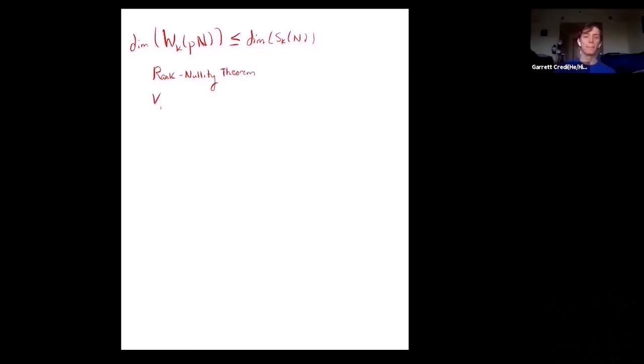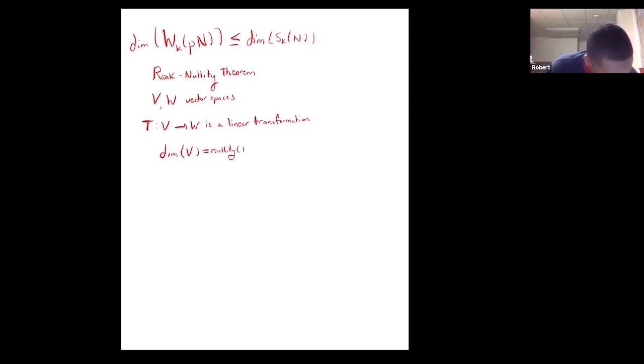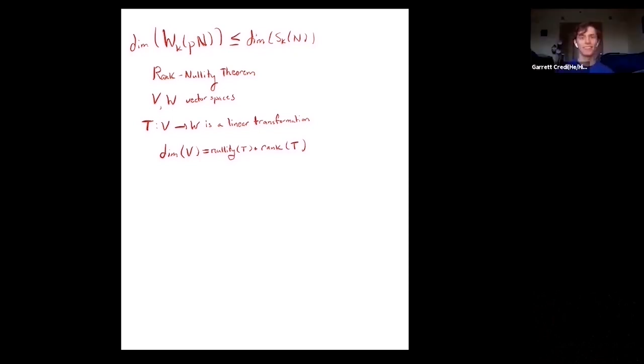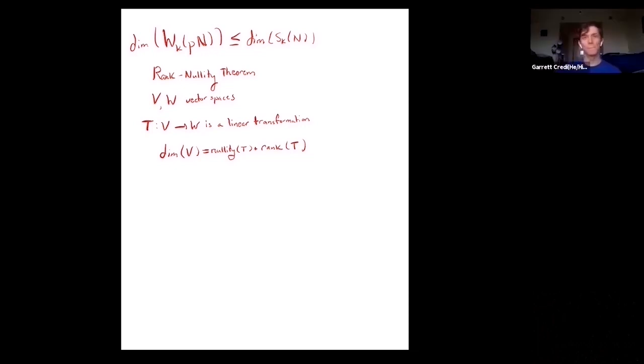So imagine in this universe that V and W are vector spaces, and T from V to W is a linear transformation. Okay, so it turns out that you have the following formula. You have the dimension of V, I hope I get this right, is equal to the nullity of T plus the rank of T. Okay, I believe this is correct. I just graded for linear algebra, so surely I should know. Okay, but yes. Exactly. So this is it.